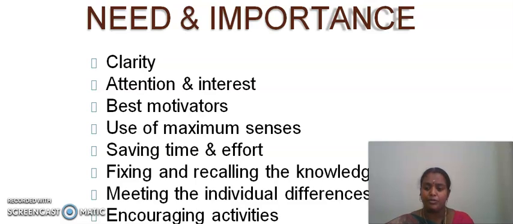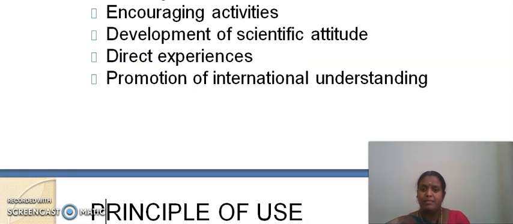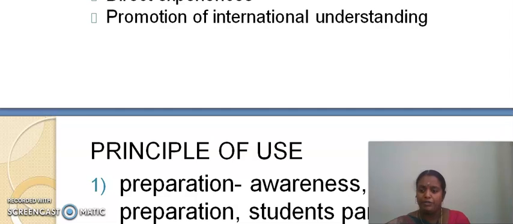Okay, and if you are using the teaching aid to explain the concept, it will save your time as well as your energy. And fixing, and these teaching aids can also be used to recall the knowledge. Okay, and it will encourage some activities. It will help the students to develop their scientific attitude also. So this is what you have to do.